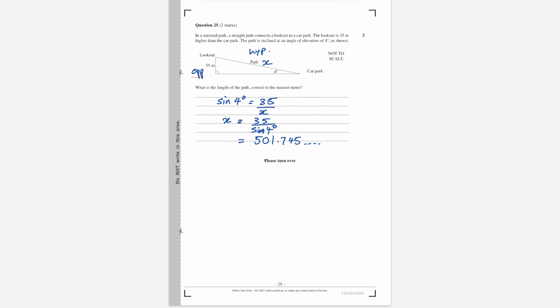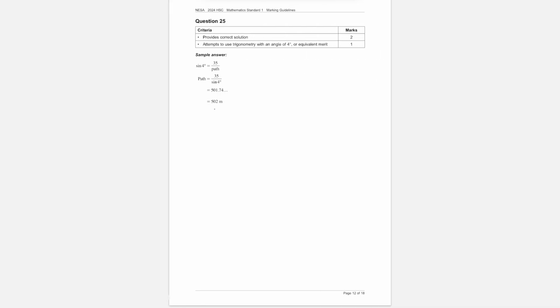501.745, but it asked for it correct to the nearest meter. So we're going to round up to 502 meters. There it is.